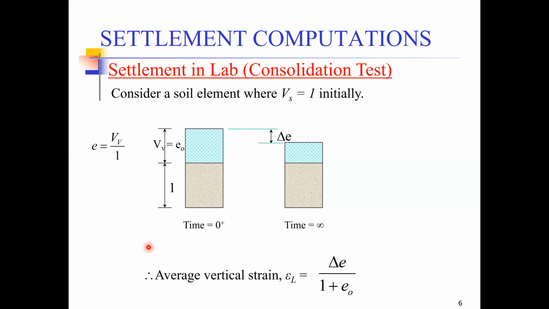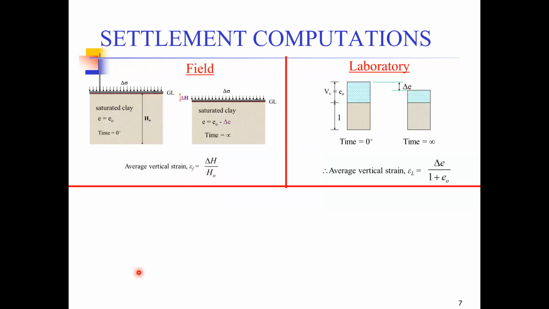So by using the same principle, we can determine average vertical strain in the lab, epsilon L for the lab, as change in void ratio divided by the original void ratio or the original height of the sample. So by this, we can determine average vertical strain in the lab. So this is a summary of what we have discussed so far. In the field conditions, we can determine the average vertical strain as delta H over H naught. And in the laboratory conditions, we can determine average vertical strain as delta e over 1 plus e naught.